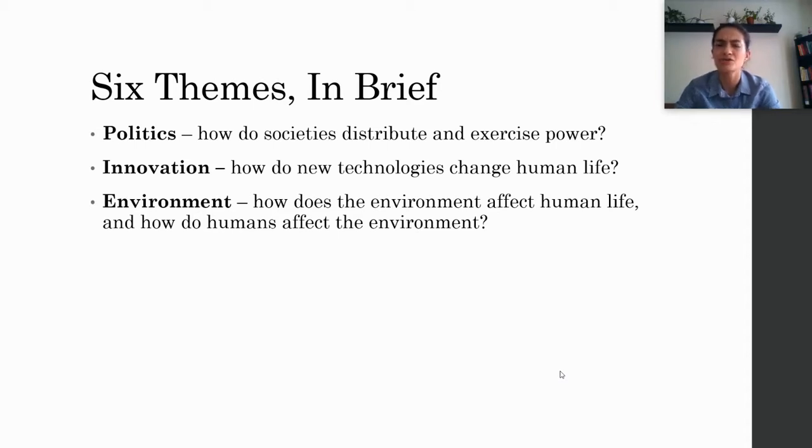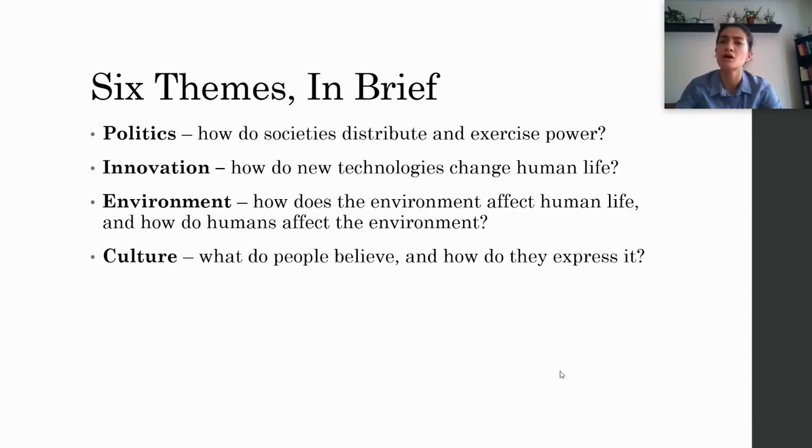The environment theme also asks questions about why things happen where they happen. So questions about demography, for instance: who lives where, whether people live in cities or in rural areas, why people migrate from one place to another, and why that matters. Those all fall under that broad theme of human interactions with the environment.